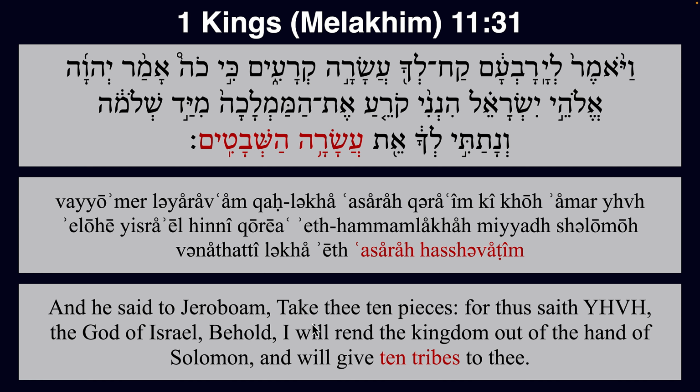And here we read in 1 Kings chapter 11, where Ahijah the Shilonite, I think the prophet, went to Jeroboam, who became an adversary of Solomon in his later days. And we see here that the prophet tore a piece of cloth and said, take the 10 pieces, says the Lord. Asara hashevatim. So these represented 10 tribes. The Lord has given you 10 tribes from Solomon. So the 10 tribes were given to Jeroboam, which is called Israel.